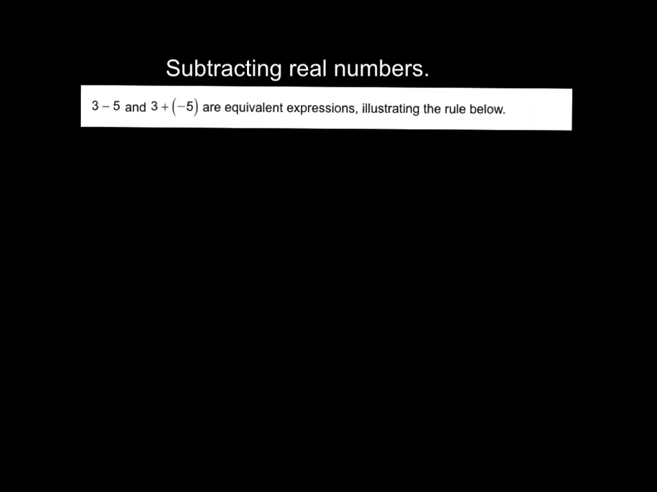Okay. Alright, subtracting real numbers. 3 minus 5 is the same thing as 3 plus a negative 5. Okay, so we're going to do a couple just to illustrate this. If we have 4 minus a negative 3, we're going to change subtraction to addition. So we have changed one sign. Now we need to always change the sign that follows, so the negative 3 becomes positive. And we end up with 4 plus 3, which is 7.